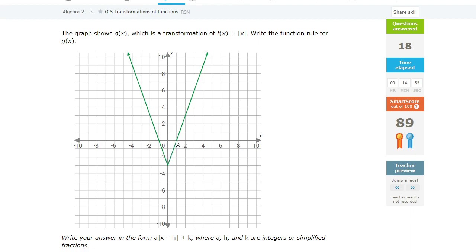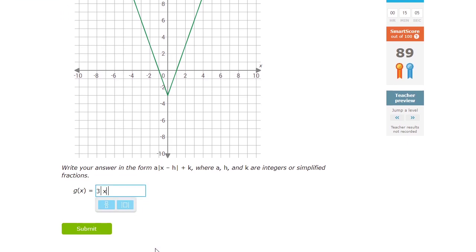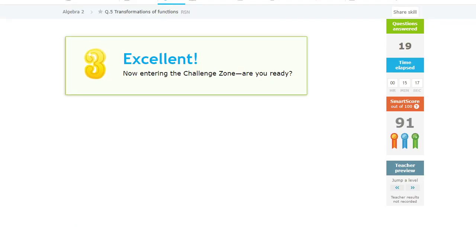And then to the right 1. So 3 over 1, that's the slope. 3 over 1 simplifies to just 3. So then that means this one has been vertically stretched by 3. So then absolute value of x, because it wasn't moved left or right, and then subtract 3 because you shifted down 3. Okay, there you go.